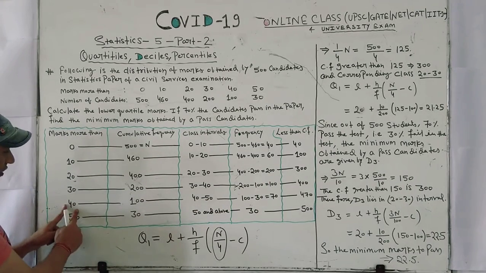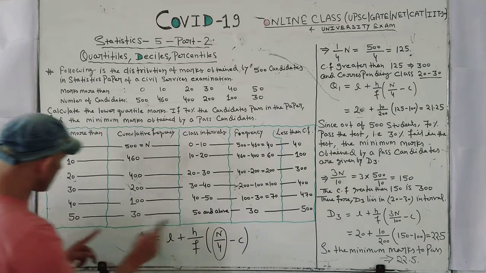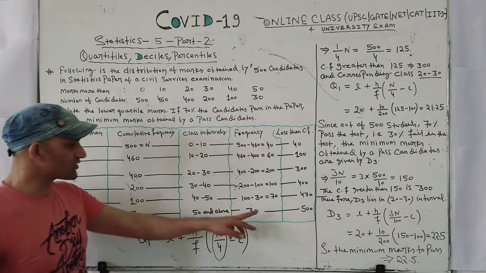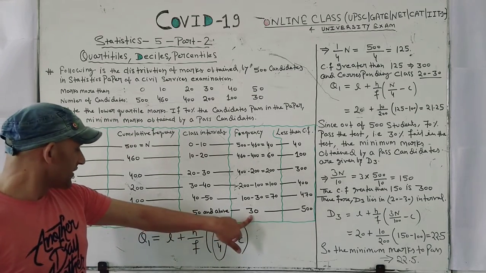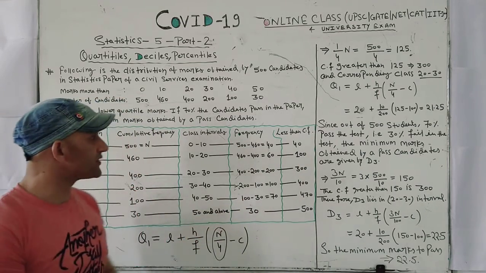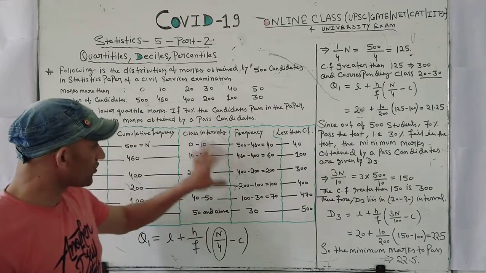Then for 30 to 40, 200 minus 100 is equal to 100. Then for 40 to 50, 100 minus 30 is equal to 70, and the rest are here. This is the frequency for each interval.